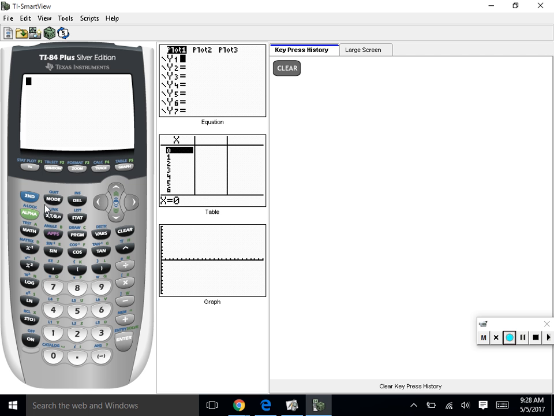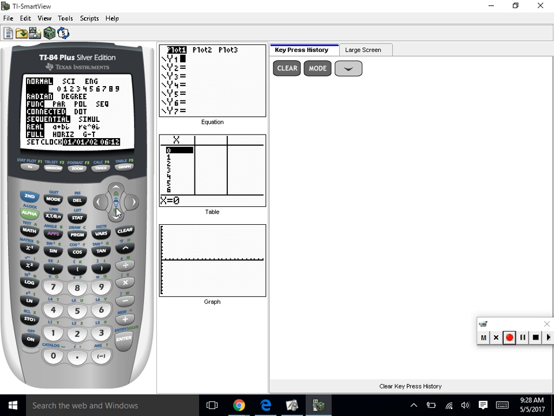So look at my mode button. Hit mode. Now I need to scroll down and put my calculator to see where it says radian or degrees. I'm trying to find a degree measure, so I need to put it in degree mode. I need to hit enter. And now I'm set to go.